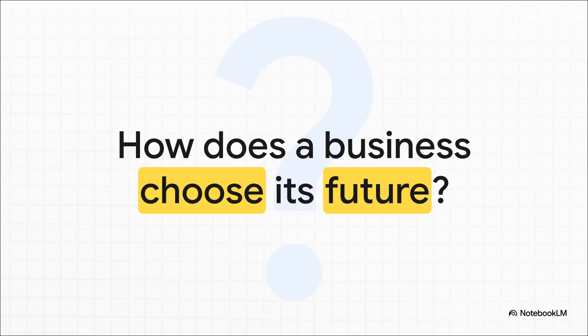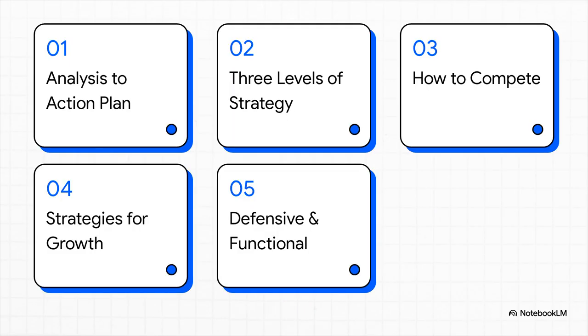We're going to explore some powerful frameworks that help companies go from just thinking about their situation to actually taking decisive action. Here's our game plan. We're going to walk through 5 key areas. We'll start with turning analysis into an action plan, then look at the 3 levels of strategy, talk about how to compete, explore strategies for growth, and finally wrap up with defensive and functional moves.